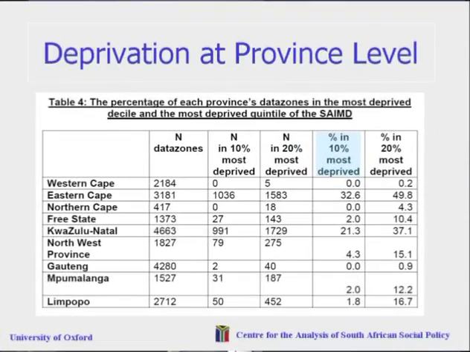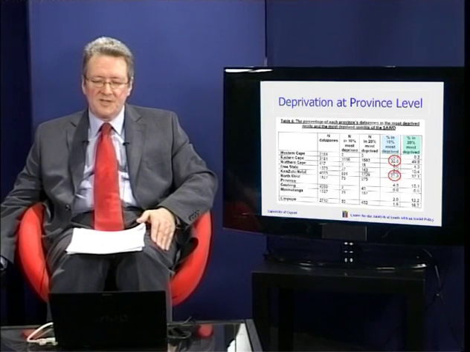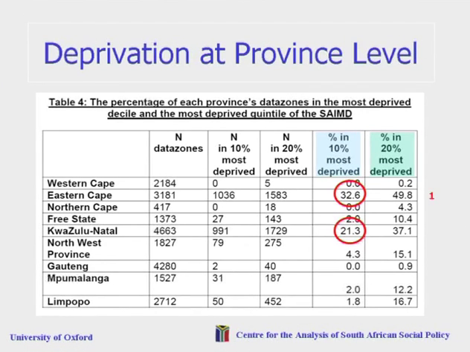Well, 32.6% of the Eastern Cape's data zones are in the 10% most deprived of data zones in the country. And the next is KwaZulu-Natal with 21.3%. None of the other provinces really have that kind of proportion of data zones in the most deprived data zones. In the Western Cape it's effectively zero, Northern Cape 0, Gauteng 0. If we look at the 20% most deprived, then Eastern Cape's still number one, this time with 49.8%, and KwaZulu-Natal is still number two with 37.1%. And then we get Limpopo with 16.7%, and then Northwest with 15.1%.